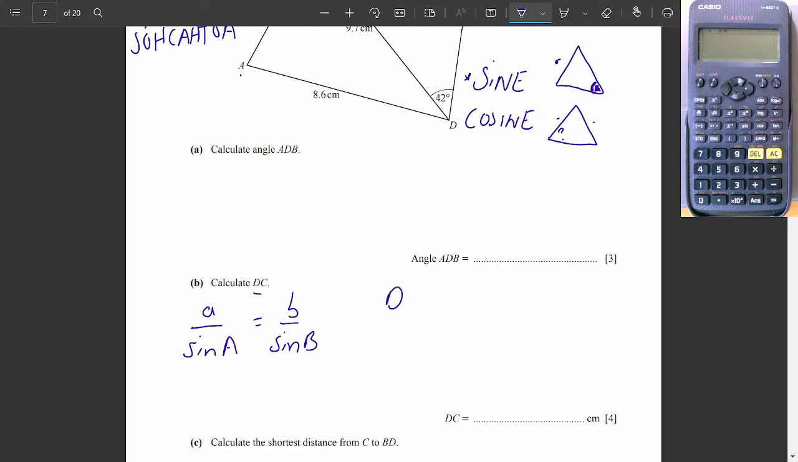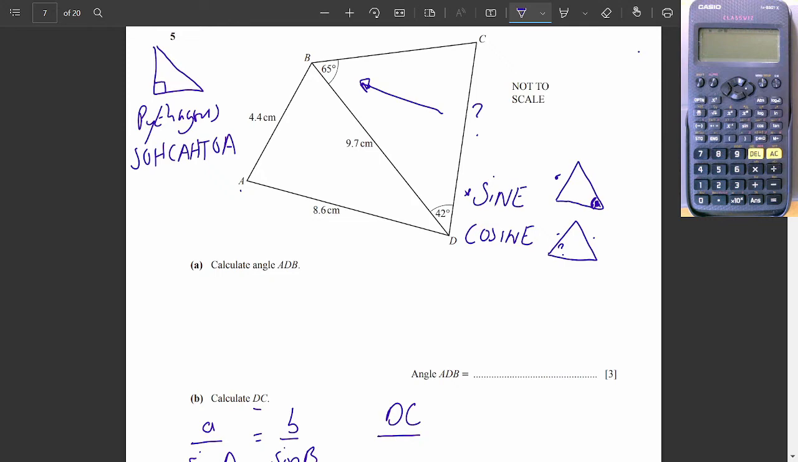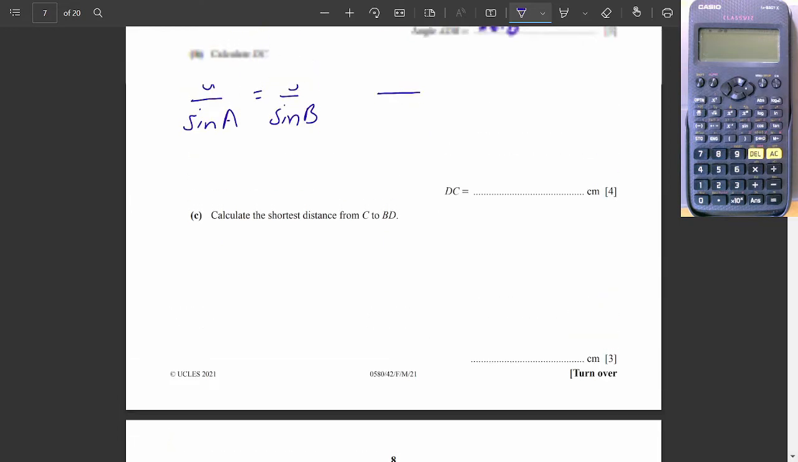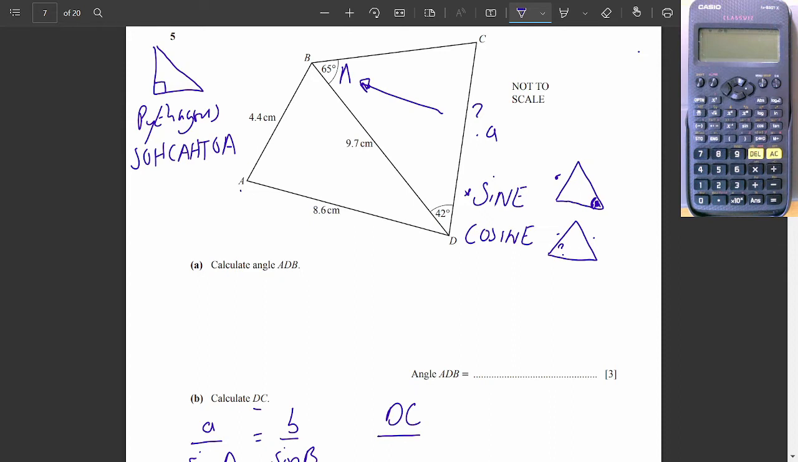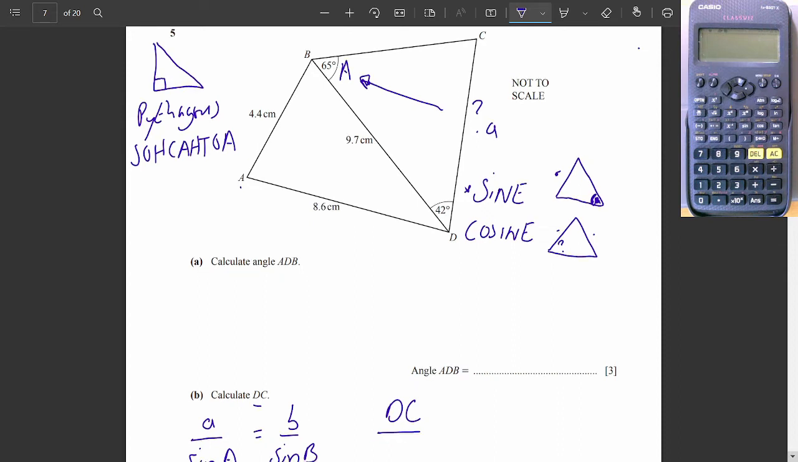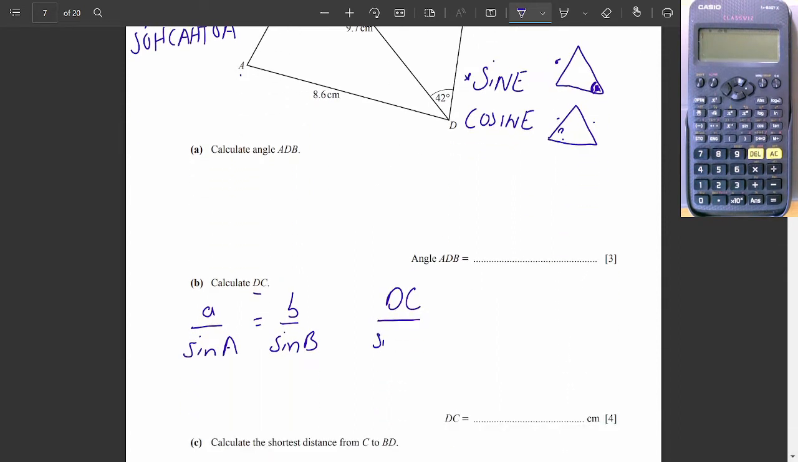So we're going to write that down, DC. Note, in this case, I've made the side I want to know the lowercase a. Opposite to that, the angle 65 will be the angle I'm going to work as A. So that will be sine 65 equals.